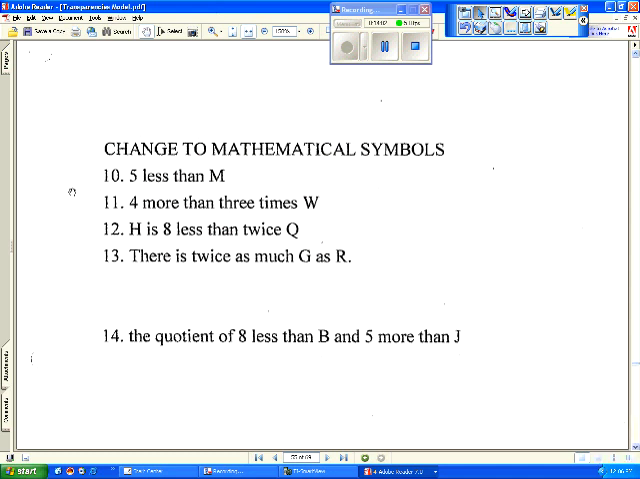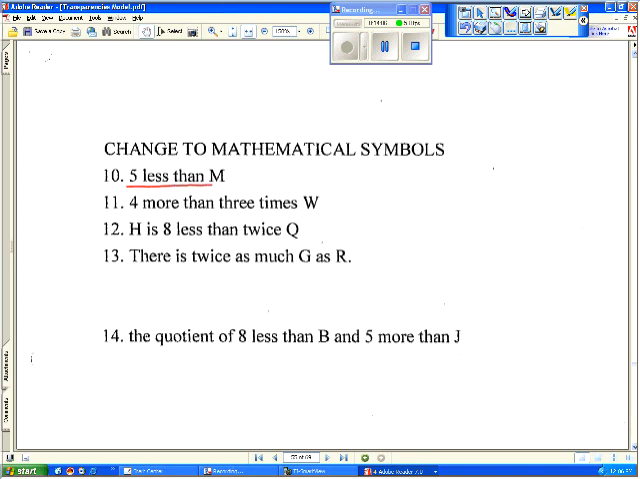Number 10, we have 5 less than M. Less than means that I am losing, and what am I losing? The 5, so it's a minus sign. Does what I'm losing go first or second? Second. What I'm losing goes after the minus sign. What goes before it? What I started with. What I started with goes before the minus. What I'm losing goes after the minus. And the order is important, right? Understand that?